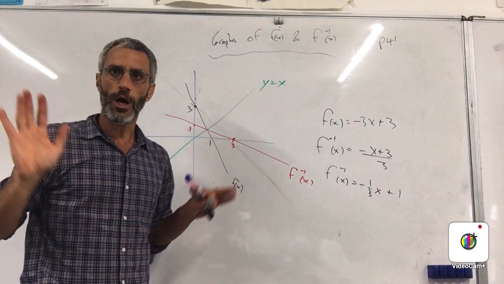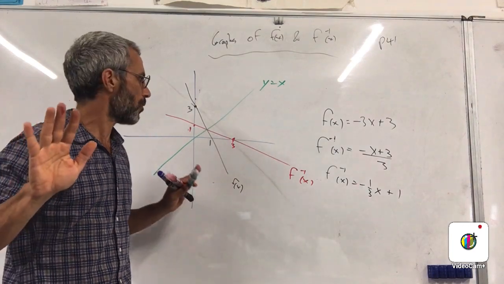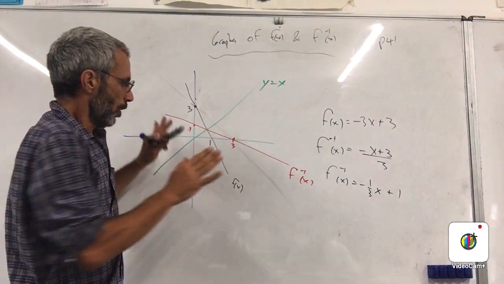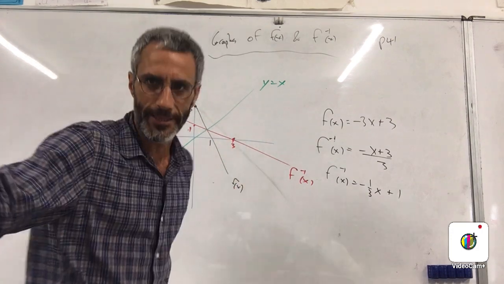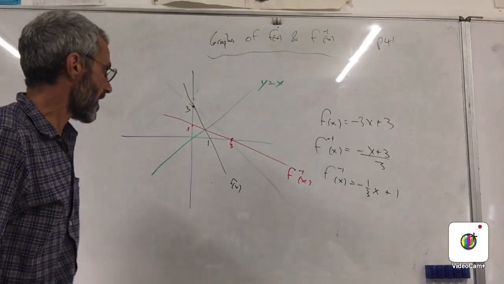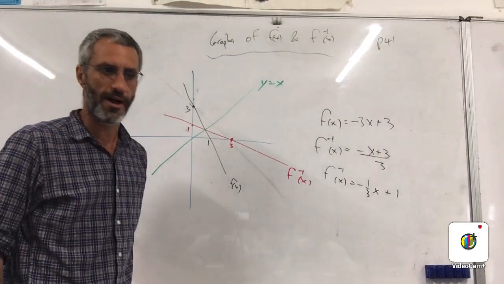Now, what I want you to do, I'll pause the camera. I want you to have a look and see what you can tell me about these two graphs, the red and the black. So you guys came up with 4 out of the 5 things.